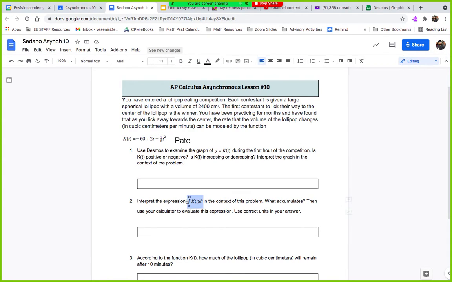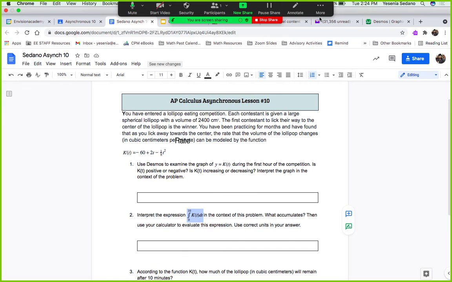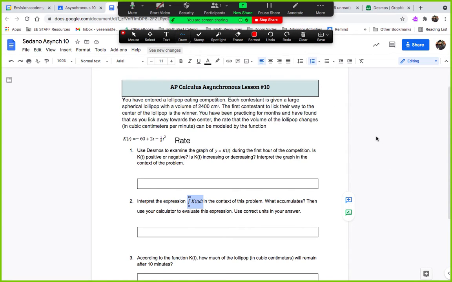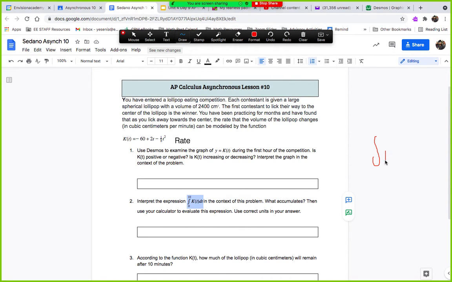There's an integral in front of my rate function. If I take the integral of a rate, do y'all remember what happens? What do I get if I take the integral of a rate? That was that thing we were talking about in class. So this is my hint to you. We talked about the integral of a rate being accumulation. Now, what is the thing that is getting accumulated here?